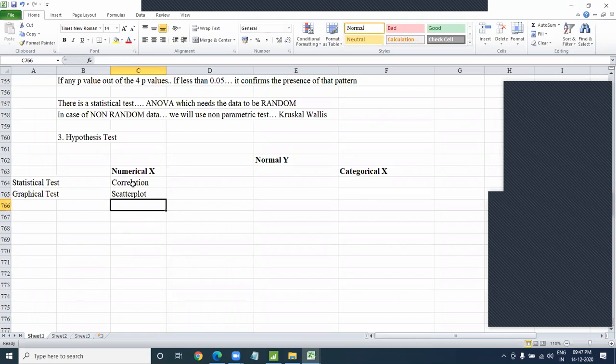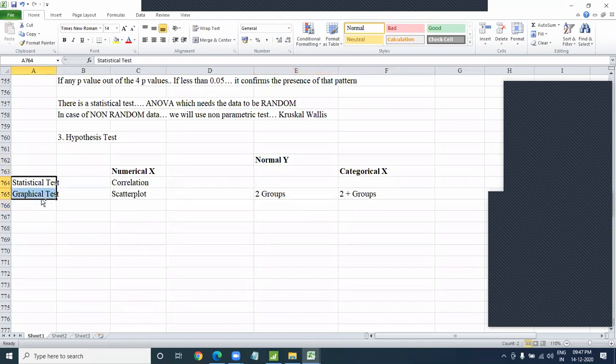This test will be done along with a scatter plot, which will graphically represent whether X has a relationship with Y when your X is numerical. When you're dealing with categorical X, which is text-based X, here you will have two groups and 2 plus groups.